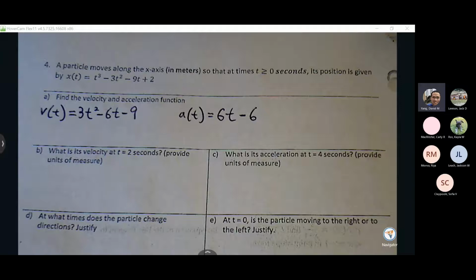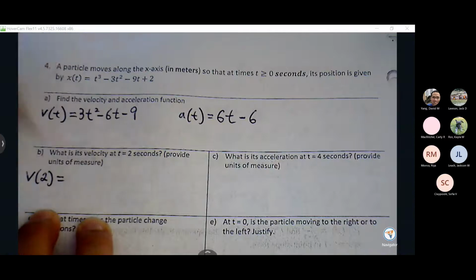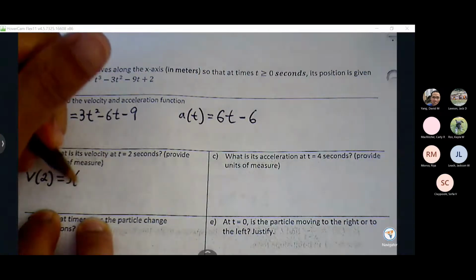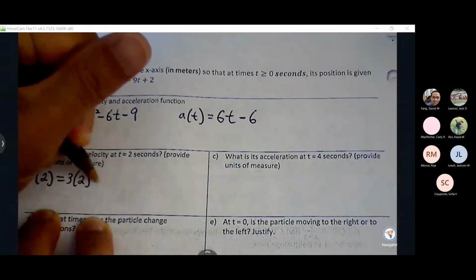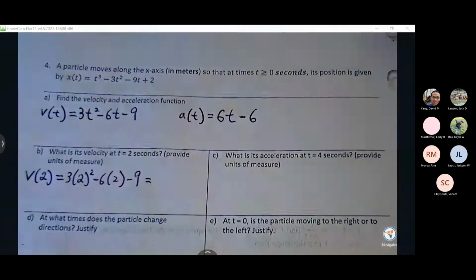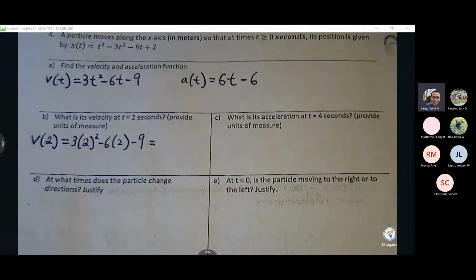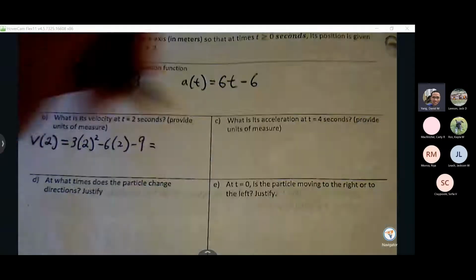Okay, B and C are pretty straightforward. Find the velocity at 2, find the acceleration at 4. We're just simply taking the t value that they have for us and inserting it into each equation, each formula. Okay, 3 times 4 is 12. 12 minus 12 is 0. 0 minus 9 is negative 9.